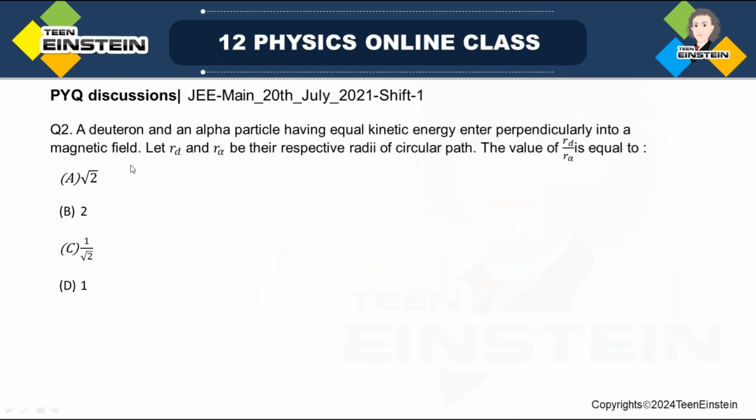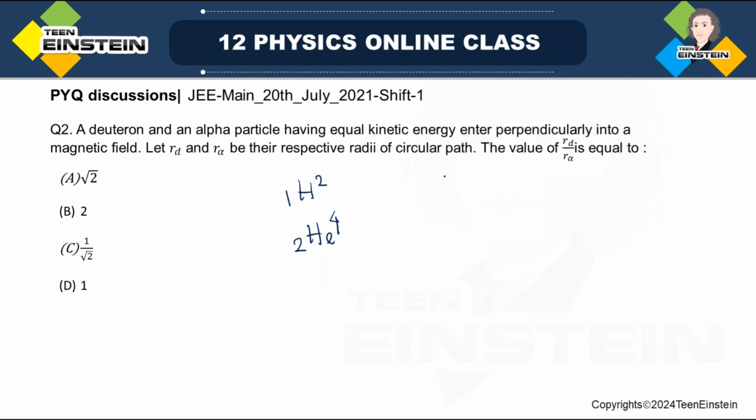This problem says a deuterium and an alpha particle. See, deuterium is actually this 1H2, and alpha particle means helium nucleus, 2He4. So this deuterium and alpha particle, both of them have the same kinetic energy, and enter perpendicularly into a magnetic field. Let RD and R alpha be their respective radii of circular path. The ratio of RD to R alpha is equal to dash. You have to find out that.